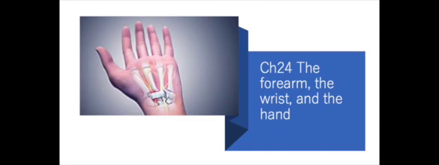Hi guys, this is part 1 video for chapter 24, the forearm, the wrist, and the hand. Your book covers the entire thing, but I've decided to divide it over 2 weeks. This week, primarily, we focus on the forearm and the wrist. So this video will talk about the anatomy of the forearm and the wrist, but since a lot of the musculature is related to your hand, we're going to go over that as well.